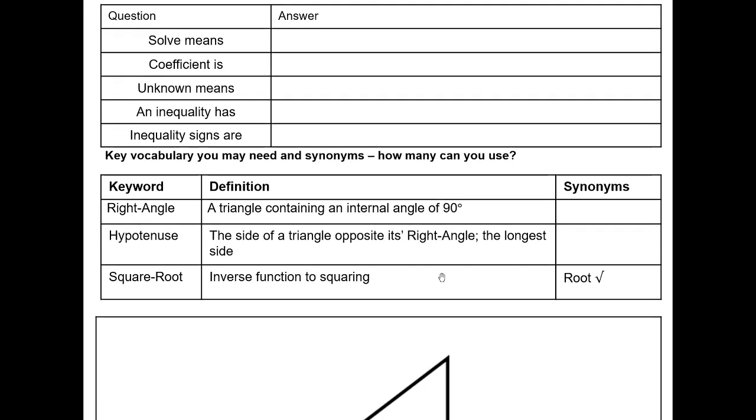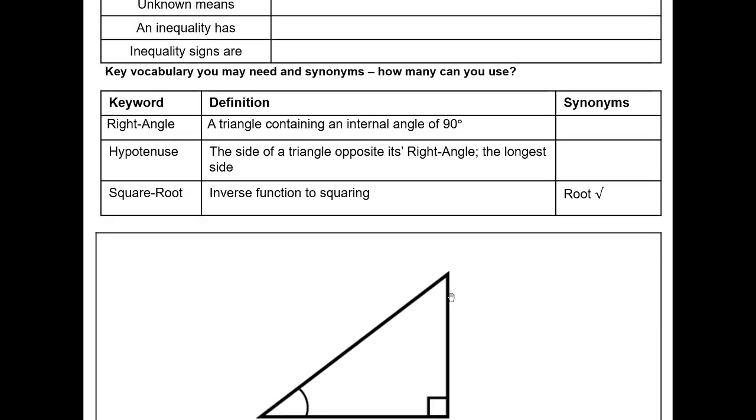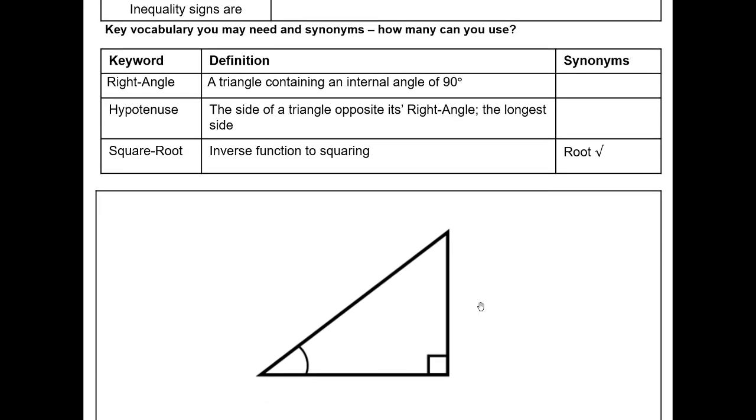So moving down, keywords, right angle. Pythagoras theorem is all to do with right angle triangles. It does not apply to any non-right angle triangle. Very important. So you're looking for either the symbol showing 90 degrees, or if you can see where my pointer is, I'm not sure if you can see my pointer on here, that symbol there, which is a right angle.